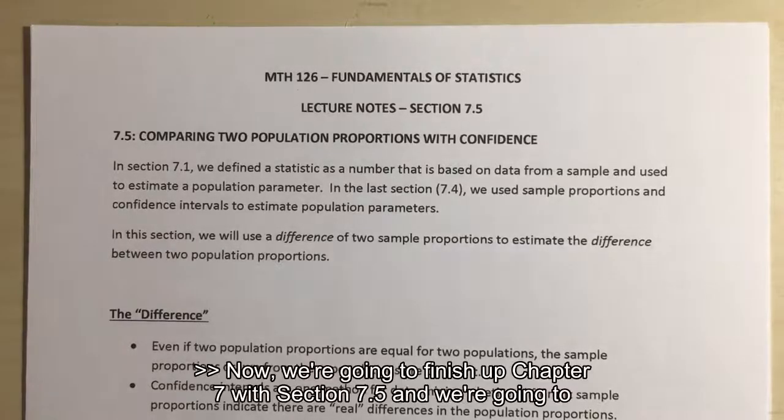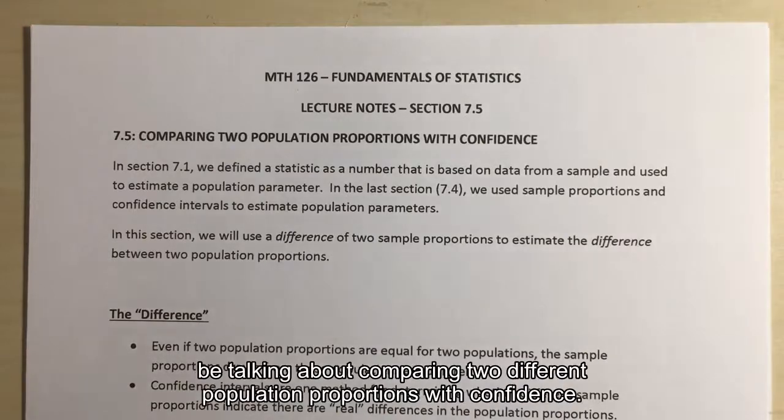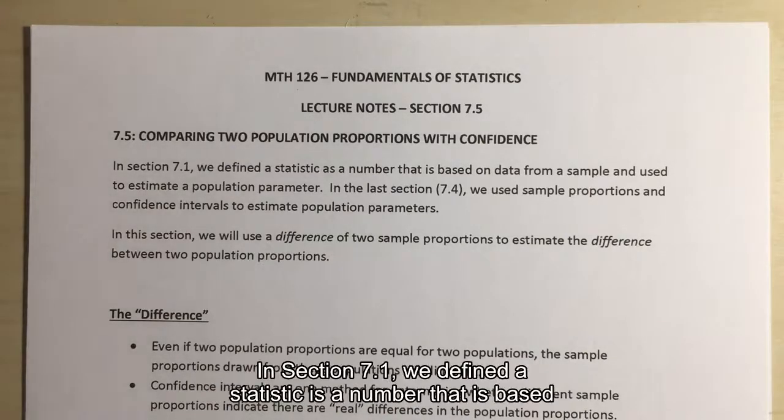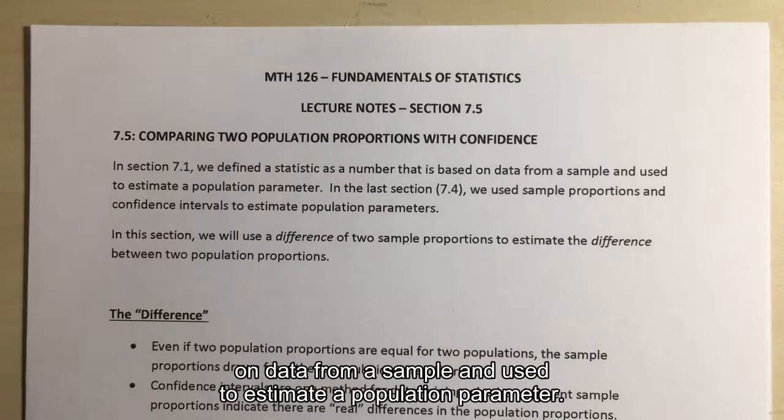Right. So now we're going to finish up Chapter 7 with Section 7.5, and we're going to be talking about comparing two different population proportions with confidence. So in Section 7.1, we defined a statistic as a number that is based on data from a sample and used to estimate a population parameter.